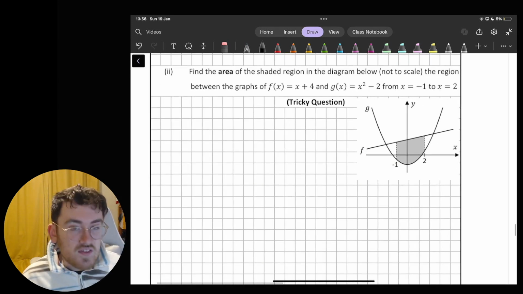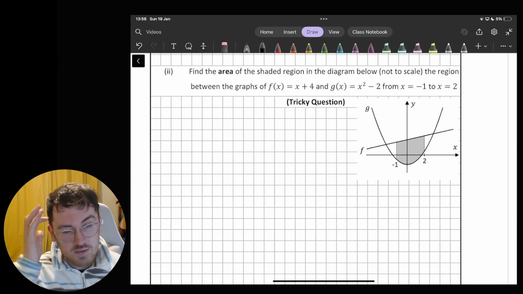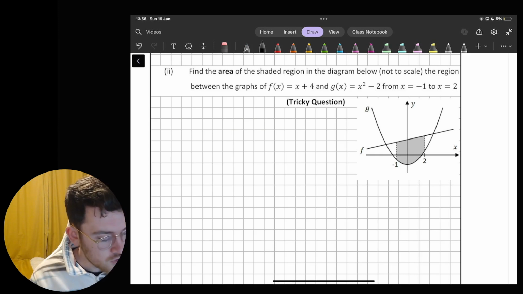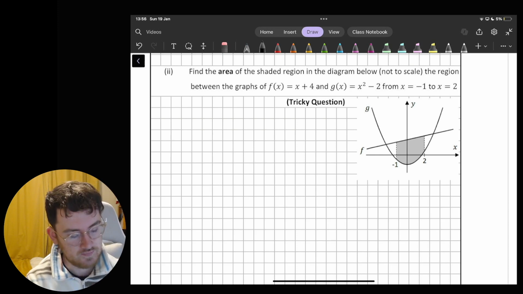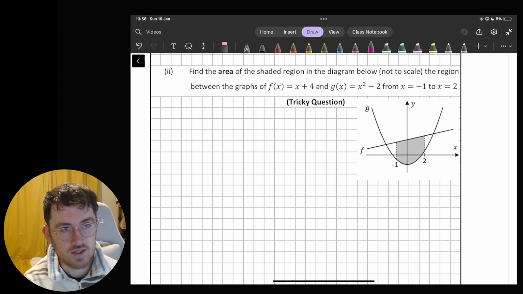We're now asked to find the area of the shaded region in this diagram below. It's the region between these two functions for those two values of minus 1 and 2. So there's a bit of work involved in this one, depending on the method that we choose. And I suppose this is maybe where we really see the benefit or the difference between those two methods that we've identified.